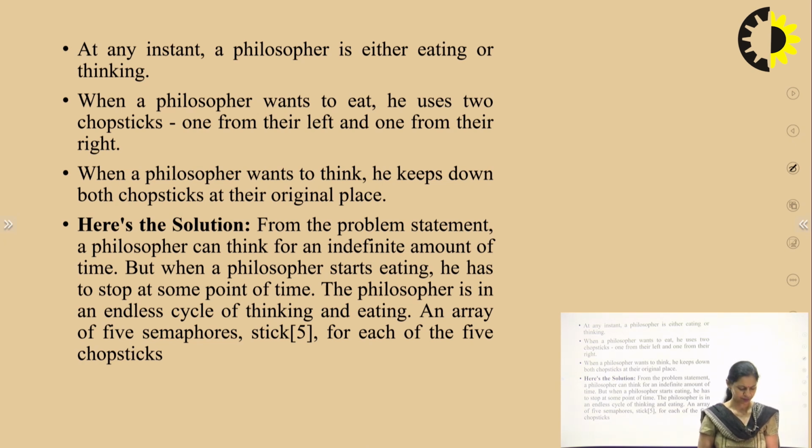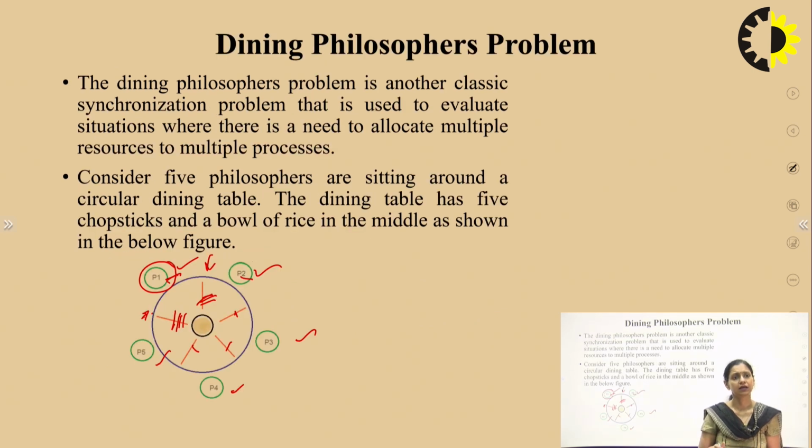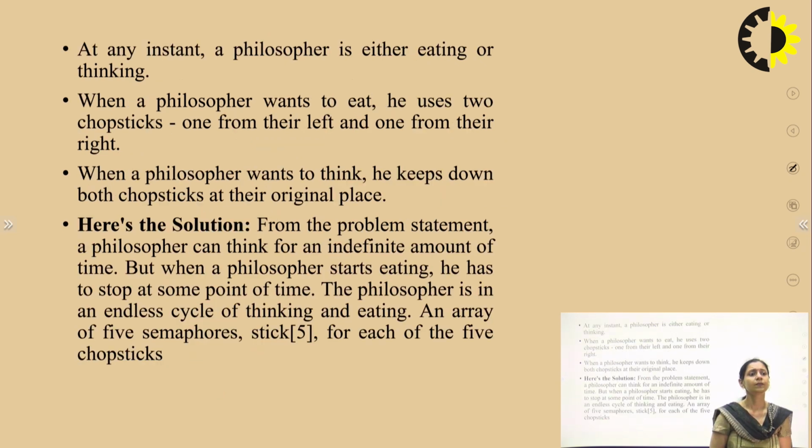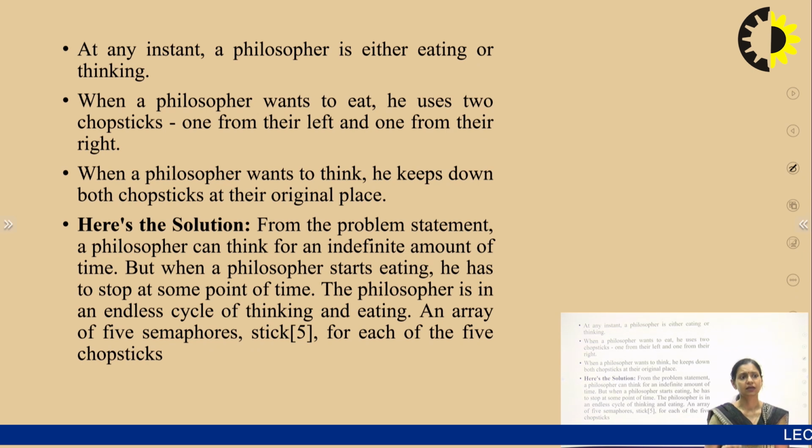Suppose the philosopher goes into indefinite thinking. That means the philosopher is not using any of the resources. So here we put a time limit that the process, or the philosopher, cannot enter into indefinite thinking. The cycle of the philosopher should be such that he is either in the thinking or the eating state, and he has to enter the eating state at some point of time.